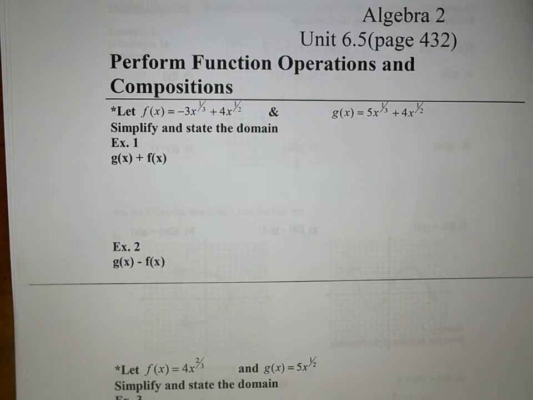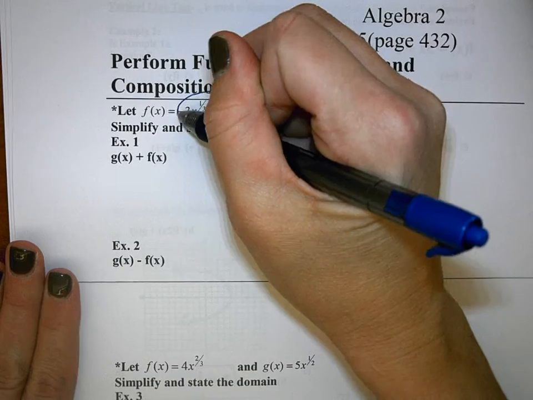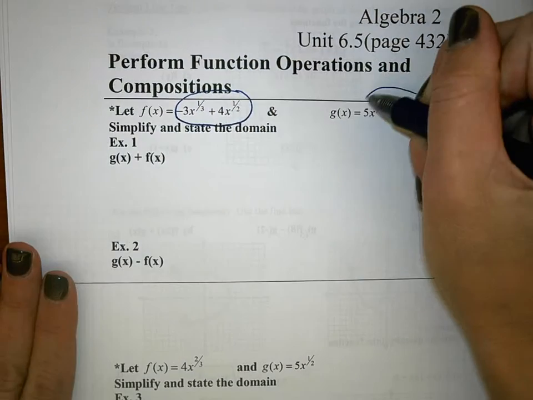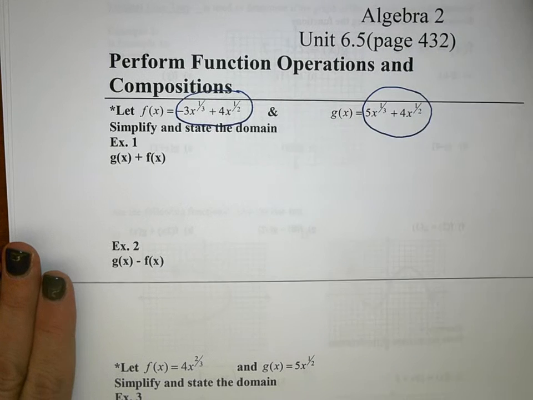Today we're talking about function operations and compositions. We've already talked a little bit about f of x and g of x. And today, instead of having numbers, you could have multiple things. Notice here, this is what f of x represents, and this is what g of x represents.